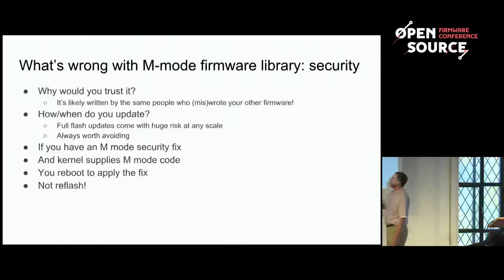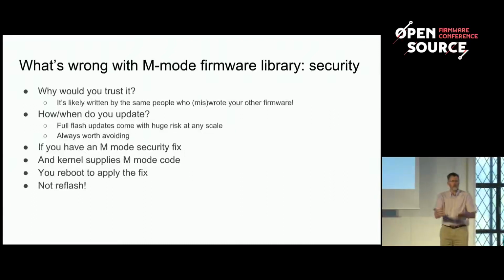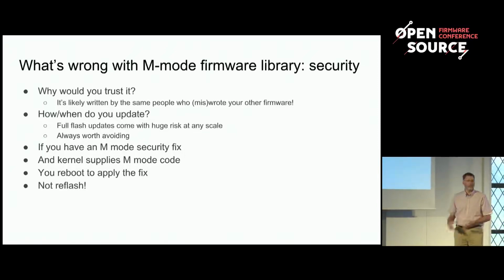And how and when do you update? If you have a bug in M-mode, you've got to reflash the firmware on all your machines. If you supply the M-mode with the kernel, you reboot, and you have the fixed M-mode code. So, if you have an M-mode security fix and the kernel supplies the code, you reboot, done. You've updated your M-mode code, you didn't have to reflash.